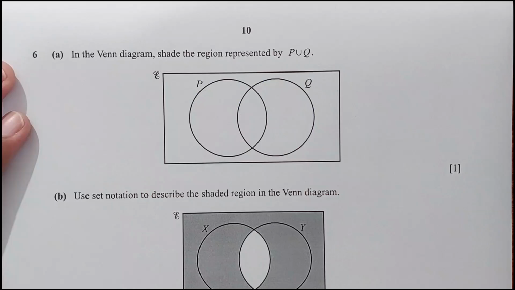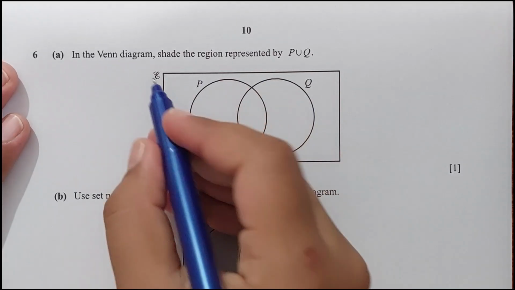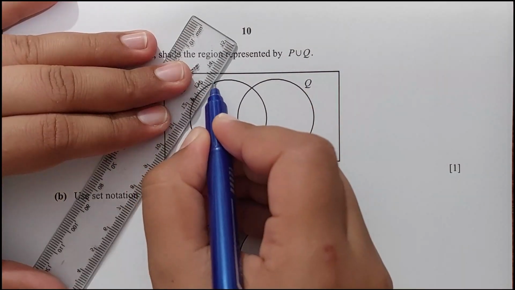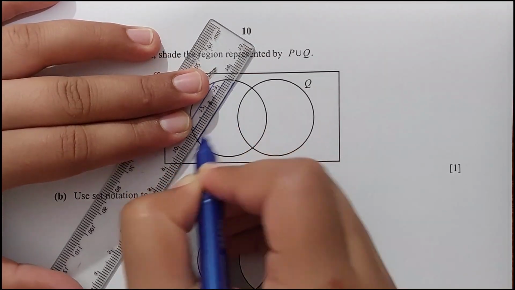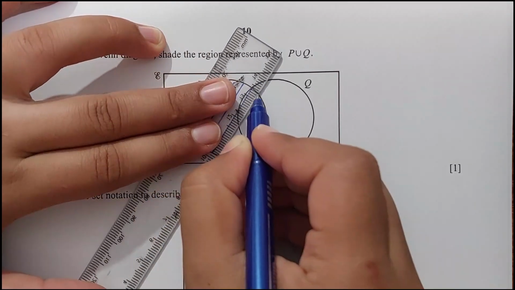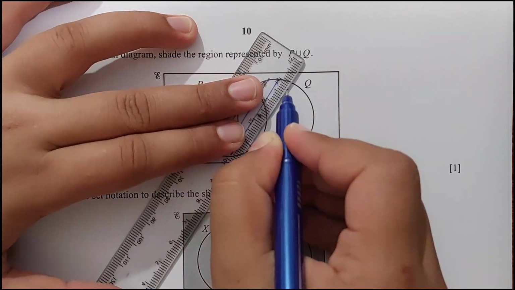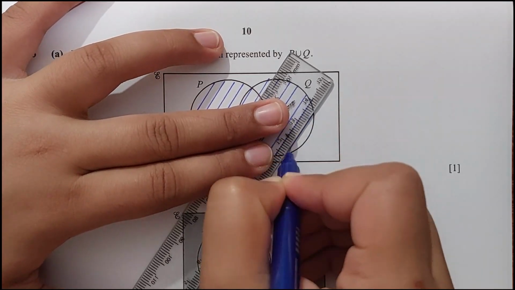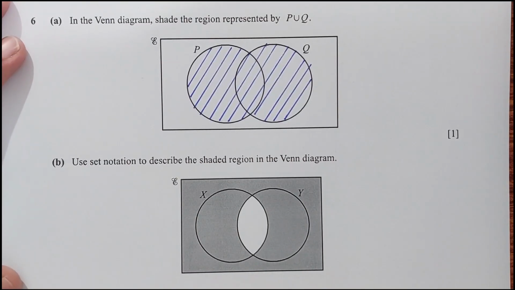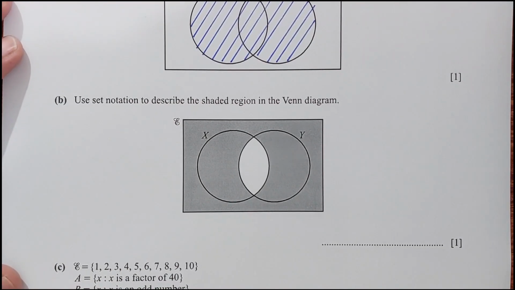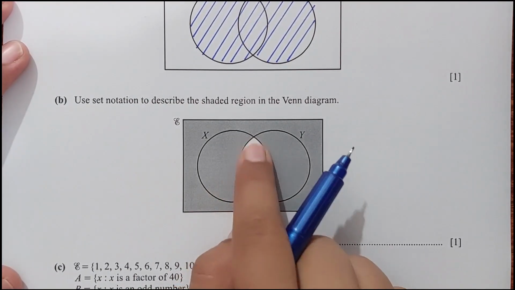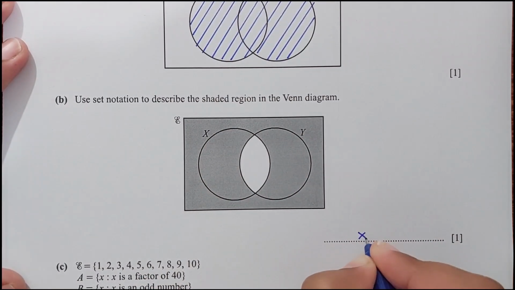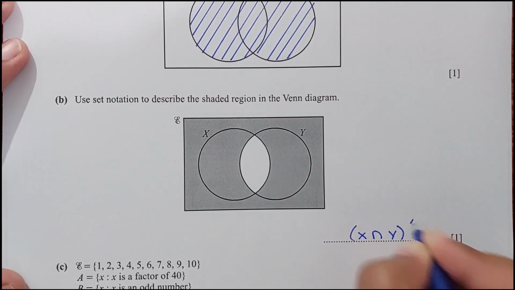Question number 6, part A. In the Venn diagram, shade the region represented by P union Q. P union Q means the whole of P and Q is shaded. It's a union, so everything inside is shaded. Both sets are going to be shaded. Now for part B, use set notation to describe the shaded region in the Venn diagram. This region is X intersection Y, and its complement, the outer part, is shaded. So X intersection Y complement.